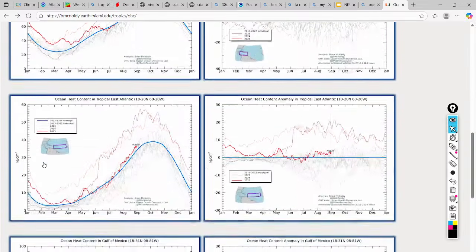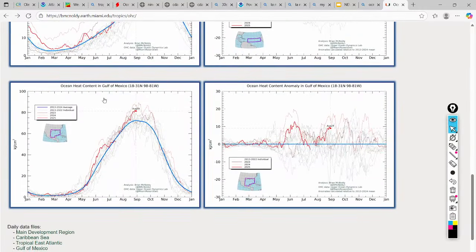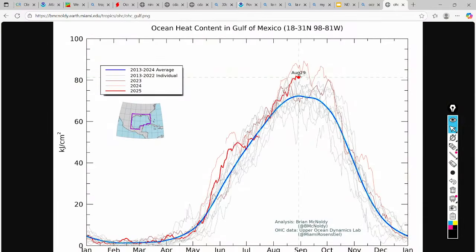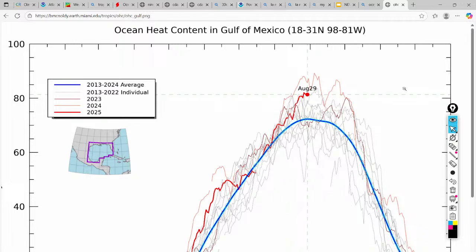Also, when we take a look at the Gulf of Mexico, we got a lovely view here. Gulf of Mexico is pretty crazy. We are flirting with peak here, you guys. I mean, we are right at the peak in the Gulf of Mexico.